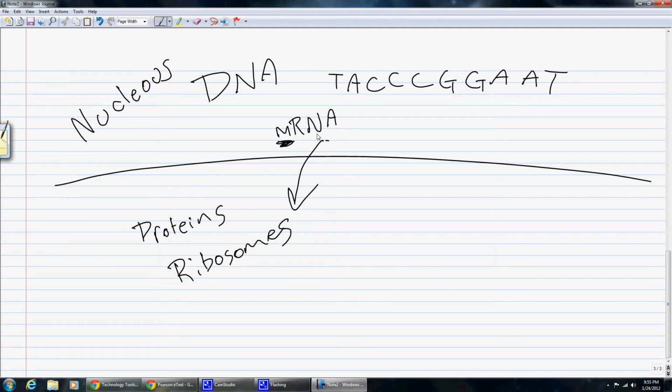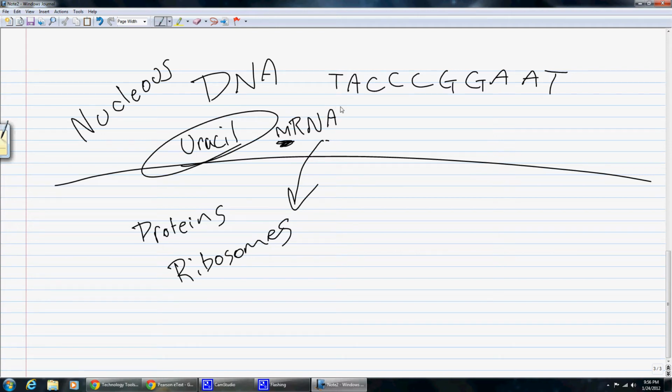ATGGGCCTTA. But mRNA uses something different. Instead of using T's, it uses U's, and that U is called uracil. Uracil replaces the thymine. So when we look at this, the A, C, and G stay the same, but it won't use the T, it uses a U for uracil.